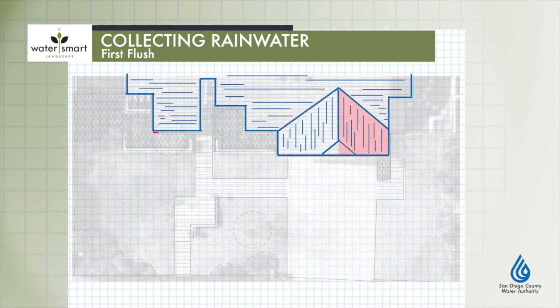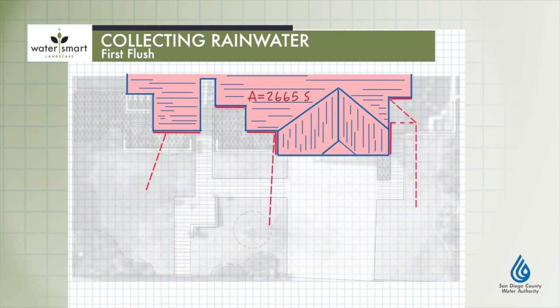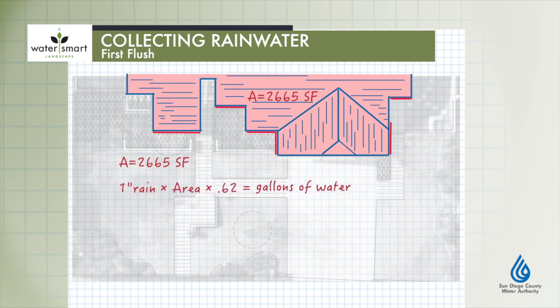In our example, the total of all the areas that flow through the gutters to the downspout totals 2,665 square feet. Take that area and apply this formula to determine the gallons of water that can be captured from your roof during the first inch of rain. 1 inch of rain times 2,665 square feet of roof times 0.62 equals 1,652.3 gallons of first flush rainwater.